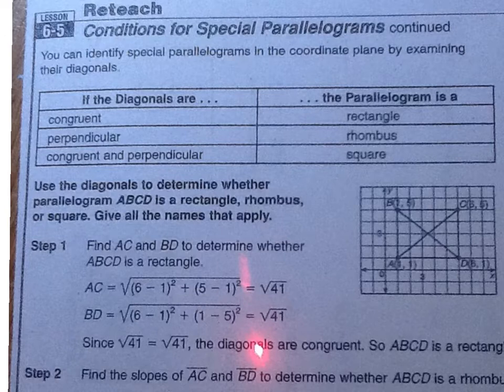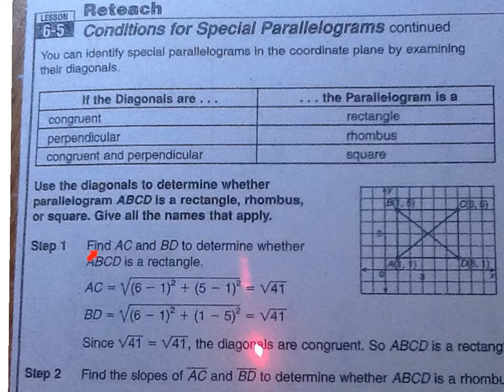And here it says, if the diagonals are congruent, see, these are the diagonals right here, okay? If the diagonals are congruent, then the parallelogram is going to be a rectangle. If the diagonals are perpendicular, then the parallelogram is going to be a rhombus. If it's both congruent and perpendicular, then it's going to be a square.